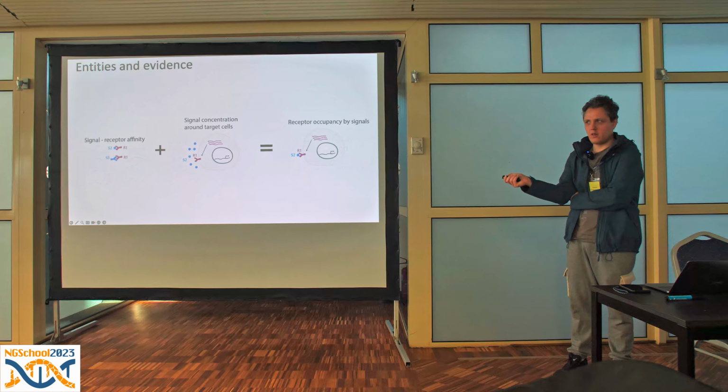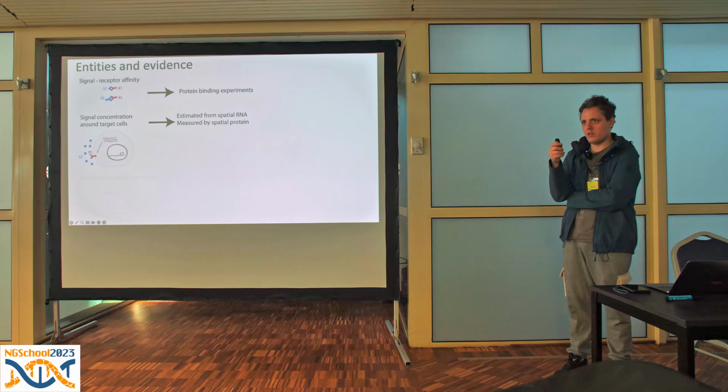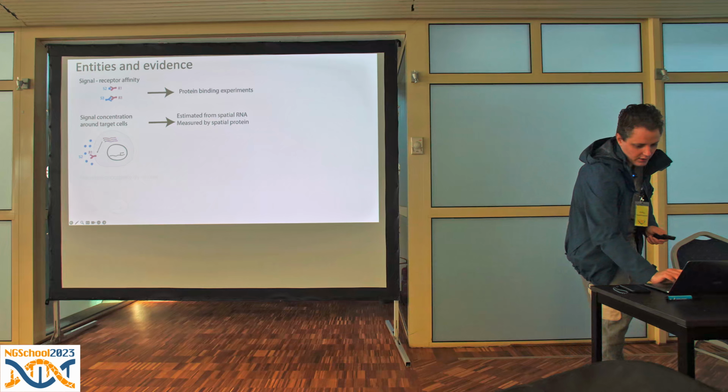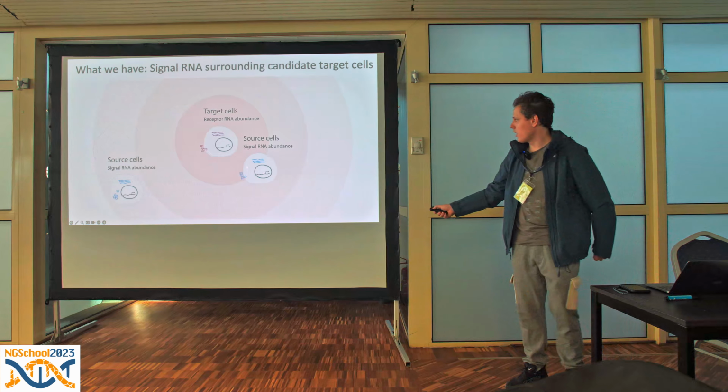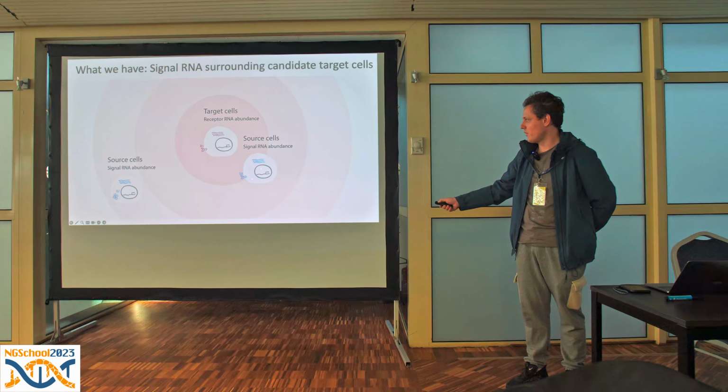What you want to know is the signal concentration around target cells. And what spatial transcriptomics tells you is that cells that are secreting signals are close to cells that are receiving that signal. So it's possible that the signal from these cells reaches target cells, but you still don't fully know whether that happened. So you reduced the space of potential interactions, but you still have a lot of questions.